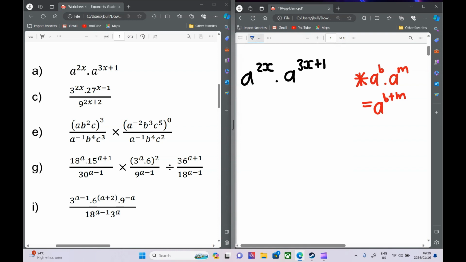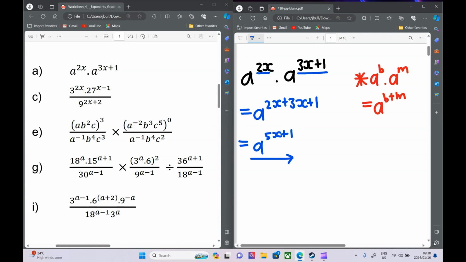Instead of writing it like this, I could just write it next to each other. So 2x plus this exponent, 3x plus 1. And I can then simplify that at the top. So I can have 2x plus 3x is 5x plus 1. And that is as far as I can go for that one. So that is my answer there.